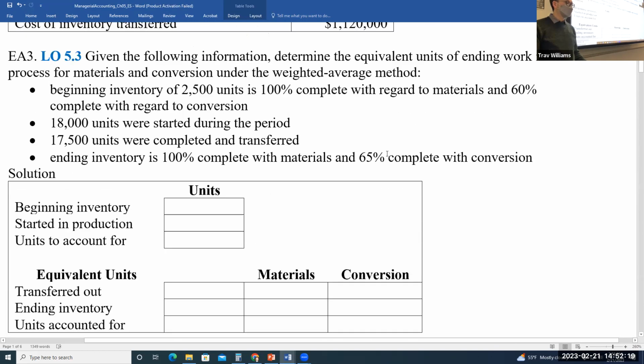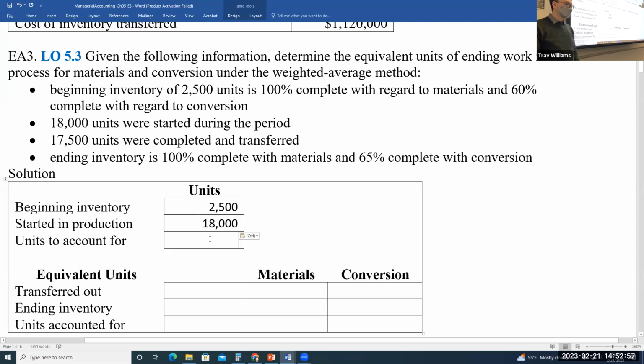Okay, this one is only dealing in units here. This is just the first part of our calculation before we get into costs. Okay, so what do we know here? Beginning inventory is 2,500 units. It tells us that the beginning inventory is 60% converted. Do we care? No, that only matters when we're talking about ending inventory. 18,000 units were started during the period.